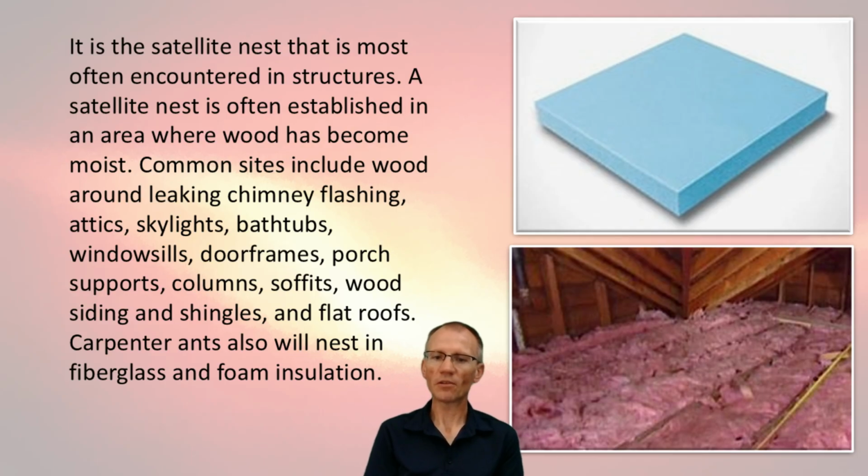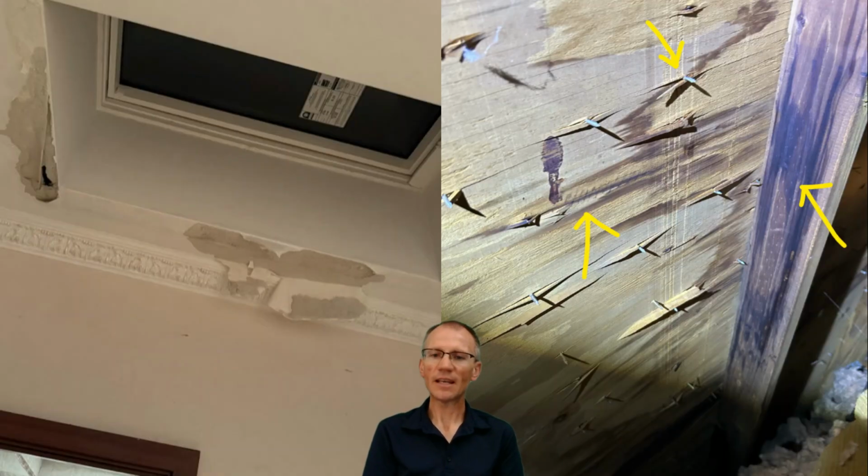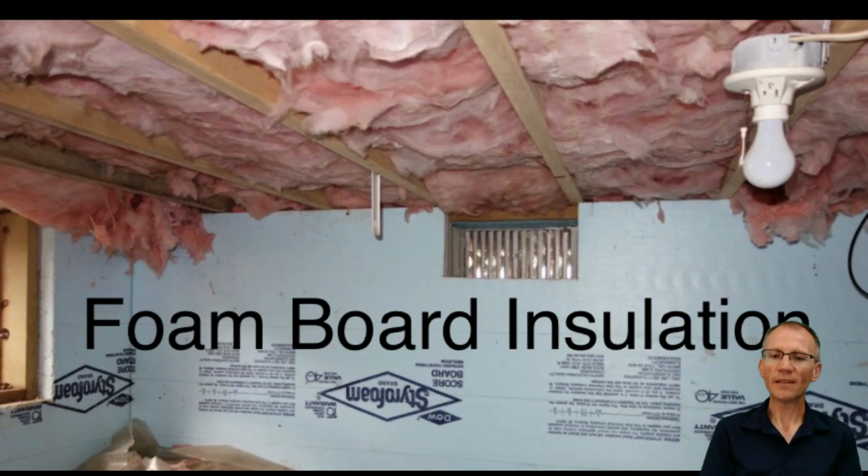Carpenter ants will also nest in fiberglass and foam insulation. And as you can see, everything we're talking about here is areas where moisture can get to wood. That doesn't mean you won't find carpenter ants in areas that haven't gotten moist. We're just saying that typically that's where you are going to find them. Now, the other thing that I think is important to know is that carpenter ants will also nest in fiberglass and foam insulation.